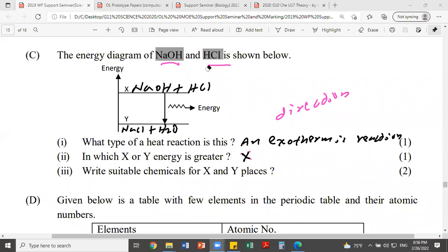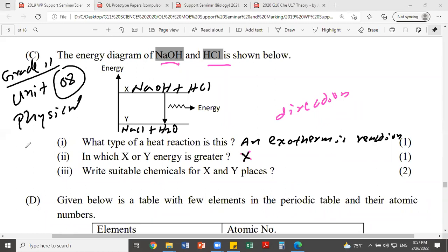Dasula? States, like gas, solid. Physical states, very good. So remember, there are 2 lessons in your syllabus where you should write physical states. One is chapter 8, unit 8, grade 11. Whenever you write a chemical reaction there, the physical state must be written. Physical state is necessary, otherwise they will deduct marks.